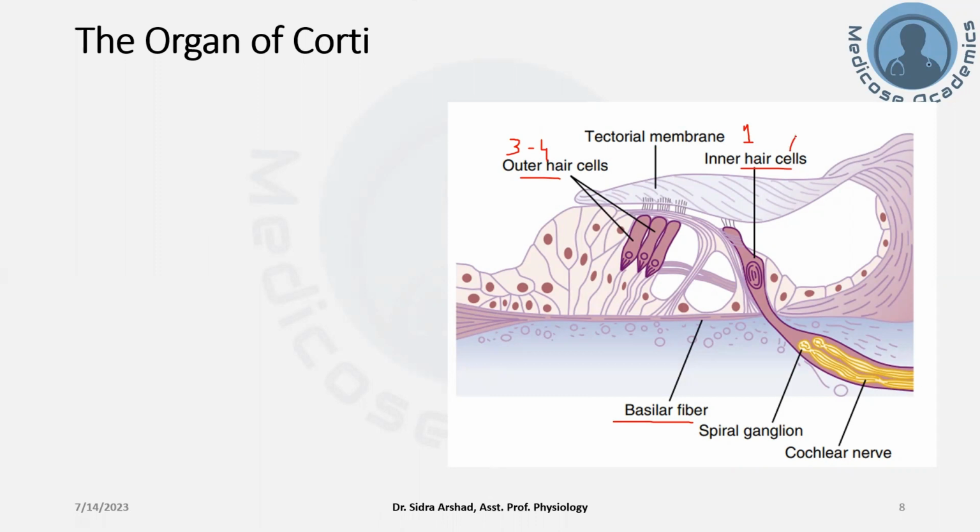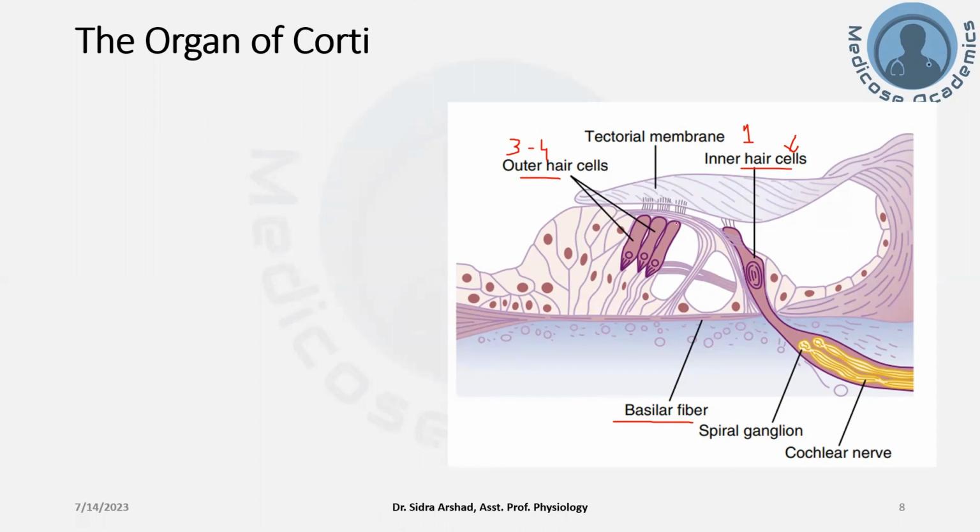These inner hair cells are the main receptor cells for hearing. Almost 90 to 95% of the cochlear nerve fibers innervate the inner hair cells, while outer hair cells are sparsely innervated.